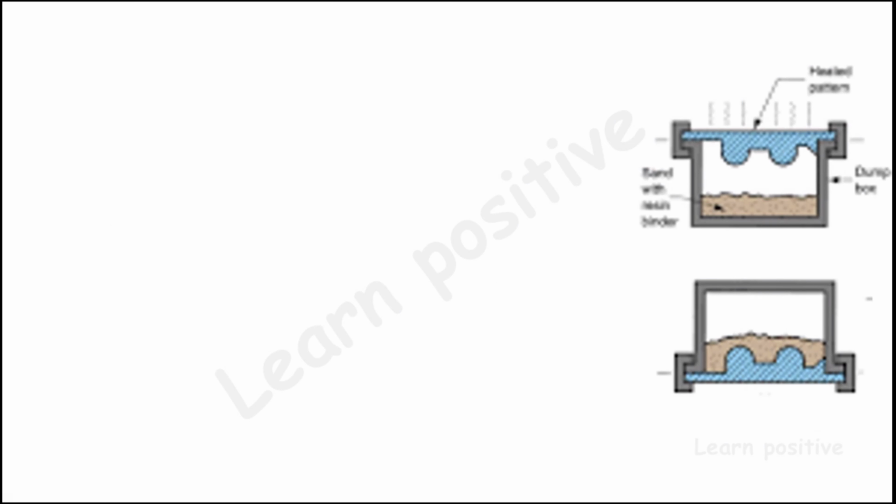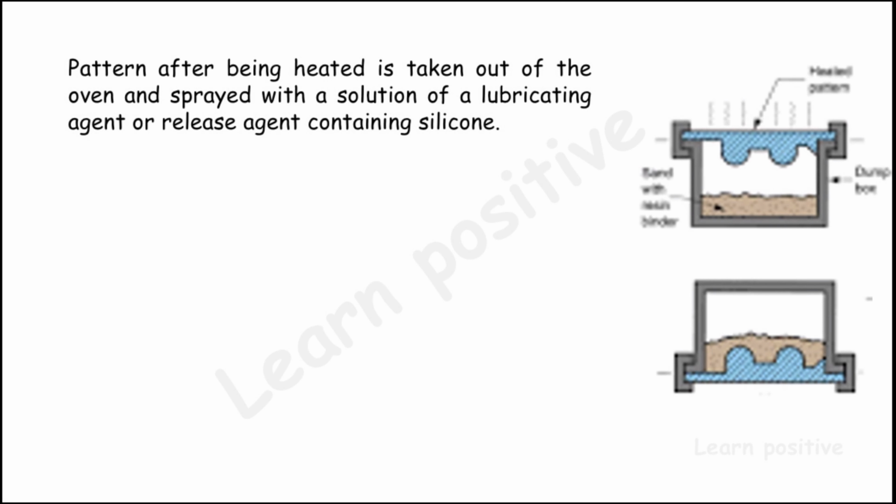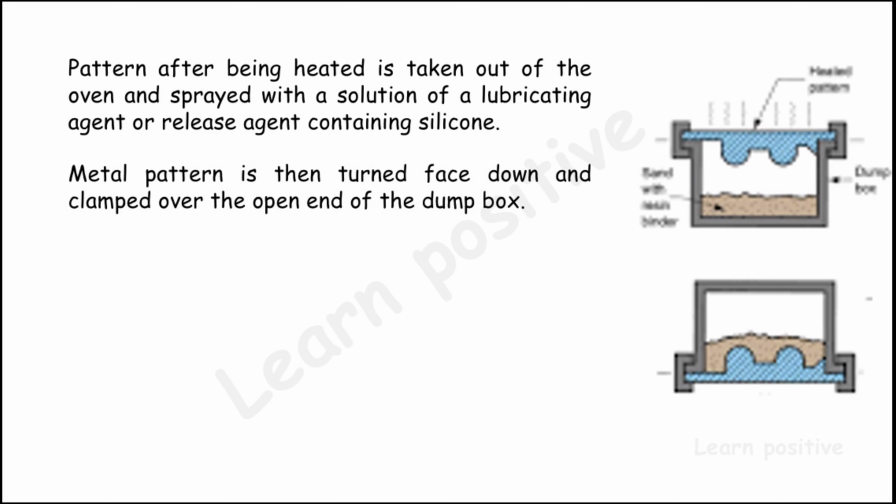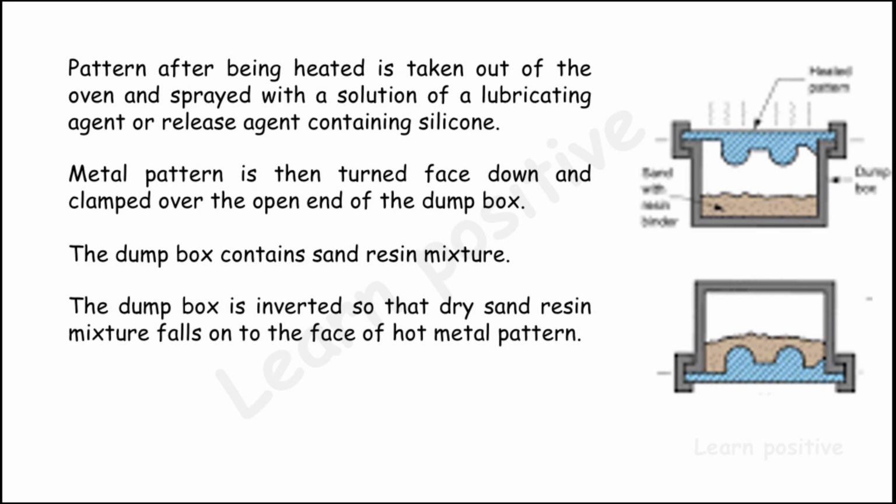And now the pattern, after being heated, is taken out of the oven and sprayed with a solution of lubricating agents or release agent containing silica. The metal pattern is turned face down and clamped over the open end of the dump box, which contains sand resin mixture. The dump box is inverted so that the dry sand resin mixture falls on the face of the hot metal pattern.